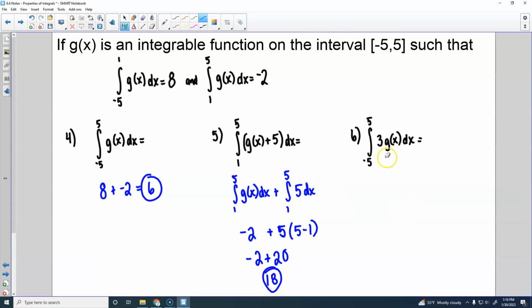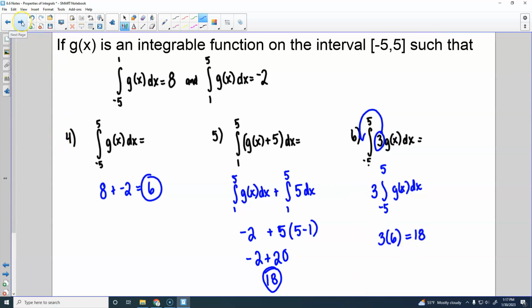And then the last one that we have for this section is that we have a coefficient right here. And those coefficients, they can just sort of be brought out front. We already found the integral from -5 to 5 of g of x dx in number 4. So this is just going to be 3 times 6, which will give us 18.